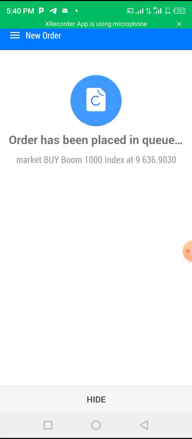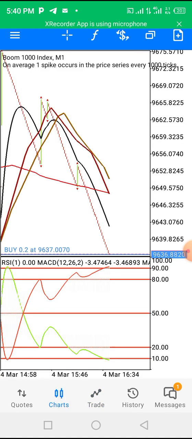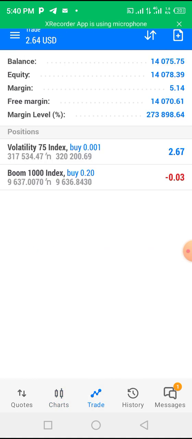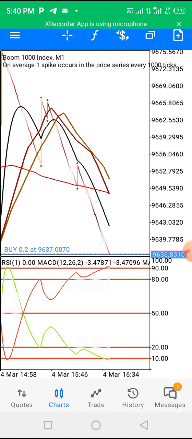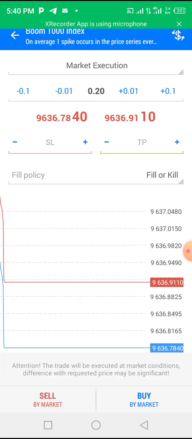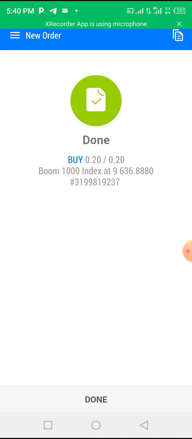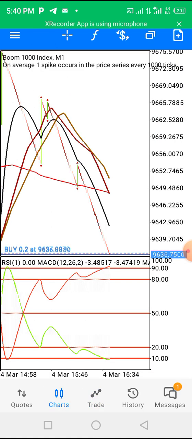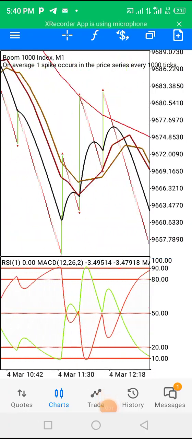So you just take your order and wait for the spike. As we are explaining, we are waiting for the spike to happen, and it must happen because the red has stepped above 80 and is touching 90, and the green is below 20 and touching 10.